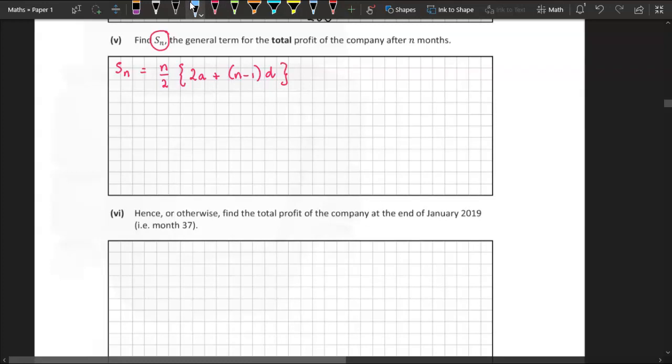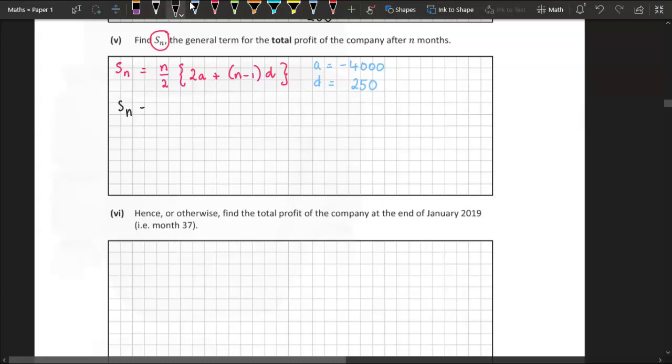And then you're going to fill in any details that you actually have. So what have we got? The first term, which is a, that's minus 4,000. Again, all of this is coming from the table up above. The difference, as we've seen already, is 250. And that's a positive 250. It's going up each time. And then just sub the numbers in.